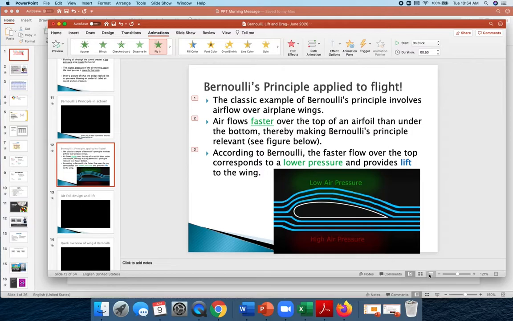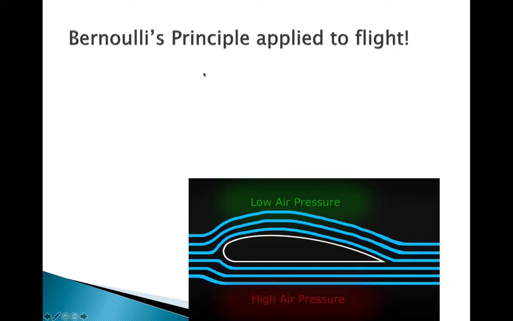Alrighty, okay. So now we're going to apply this to flight. So Bernoulli's principle, as the guy mentioned, is related to why an airplane's wing is designed as it is. Part of what we're going to learn today is how the design of the wing, called the airfoil, is one component that allows the wing to generate lift. There are a couple other things as well, but we're mainly going to talk about Bernoulli's principle today.